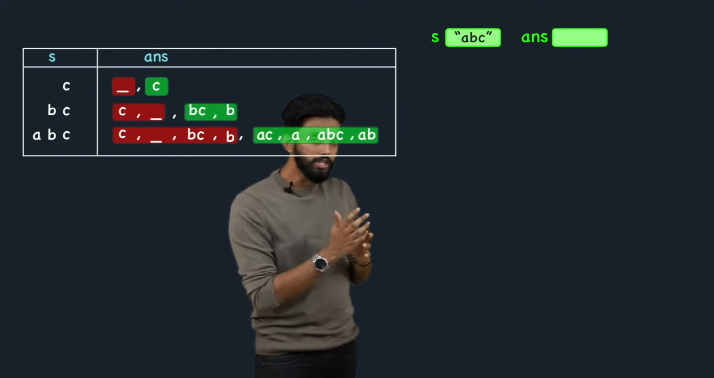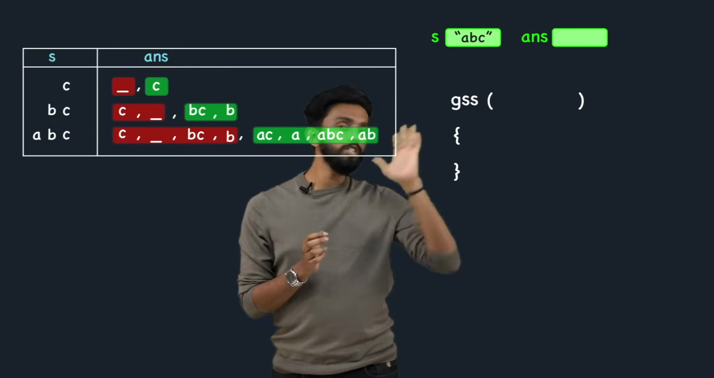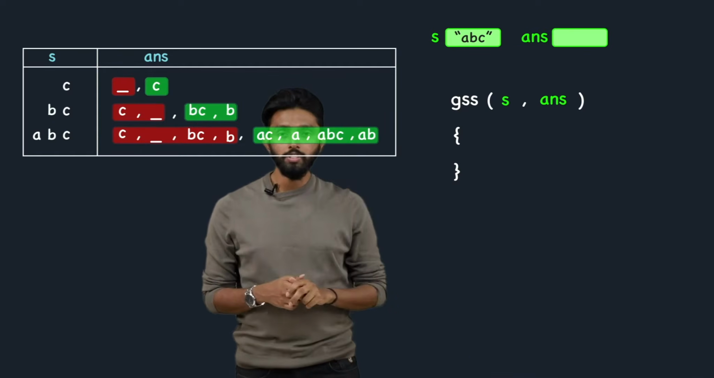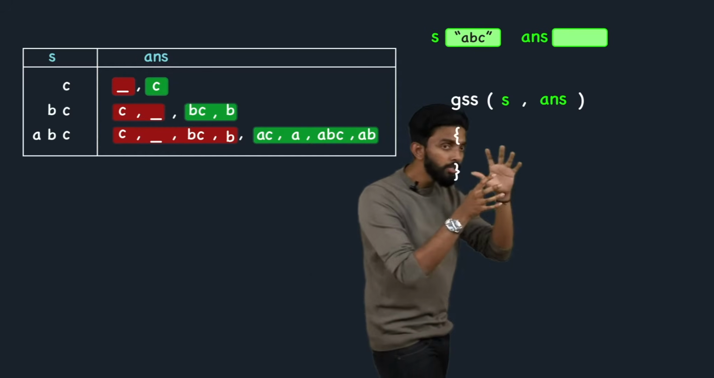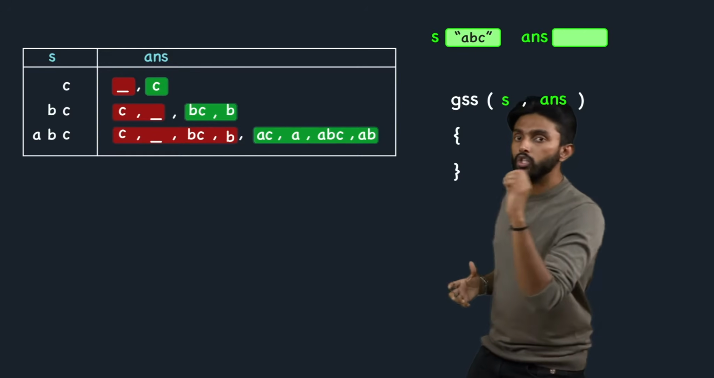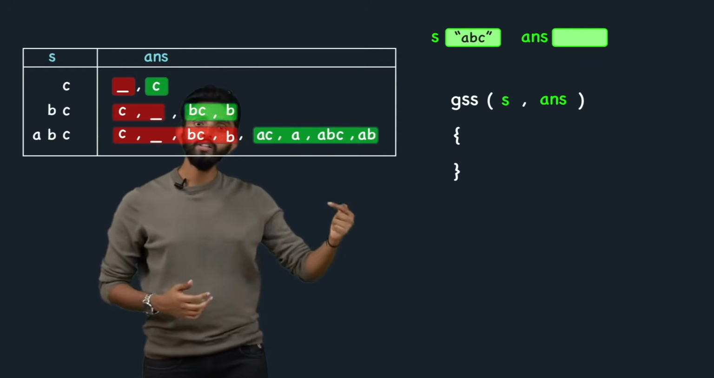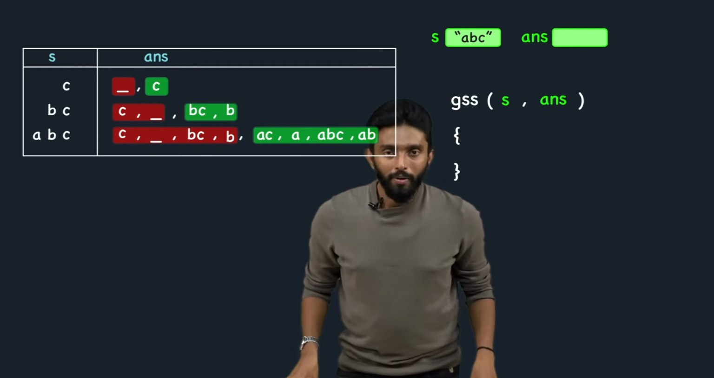Now what I will do is I'm going to create a function called get subsequence, in short GSS. To GSS I will pass the string and answer. Now what we have to do is understand what we must do inside the body of GSS to ensure that we will ultimately print all the subsequences. Hope you're able to think. How are we going to do it?